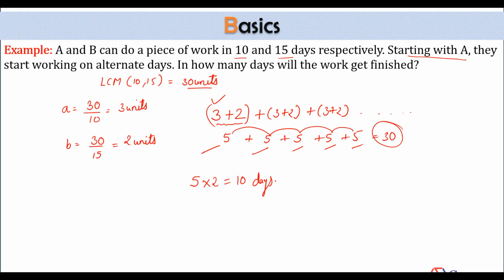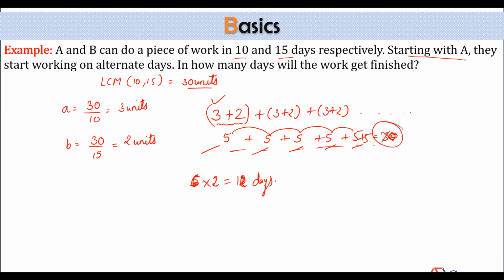This is clear or not? This 5 should be added how many times? 6 times. I made a mistake. This 5 will be added 6 times. That means 6 cycles are required. 6 cycles, and each cycle is of 2 days. So the total number of days will become 12 days here.